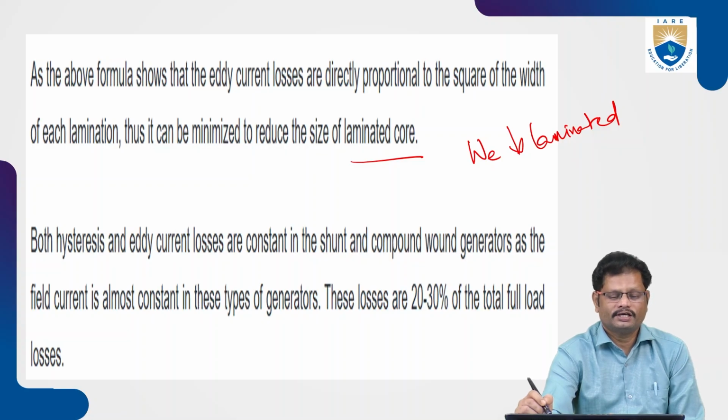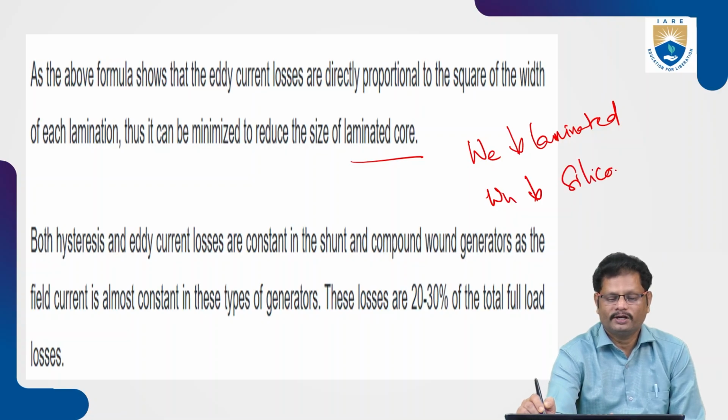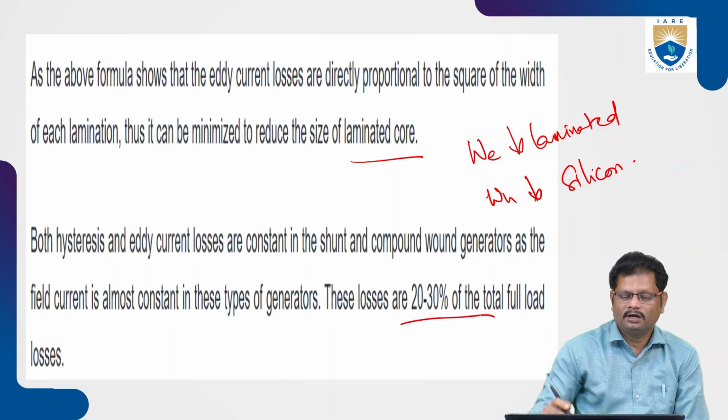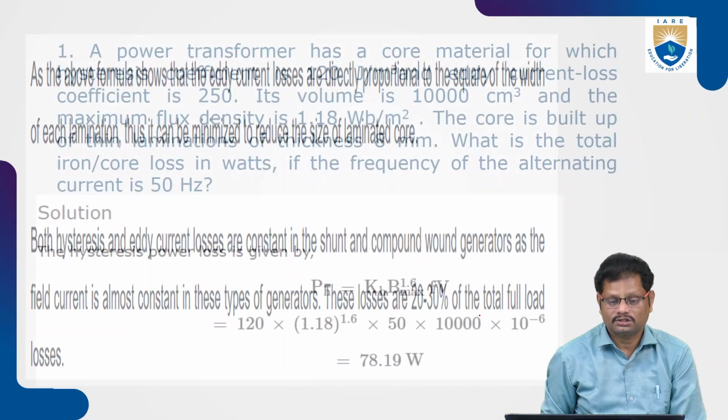Both hysteresis and eddy current losses are constant. Hysteresis losses can be reduced by using the silicon steel material. Both are constant in the shunt and compound wound generator, as the field current is almost constant in these types of generators. So these losses are again 20 to 30% of the total load loss.